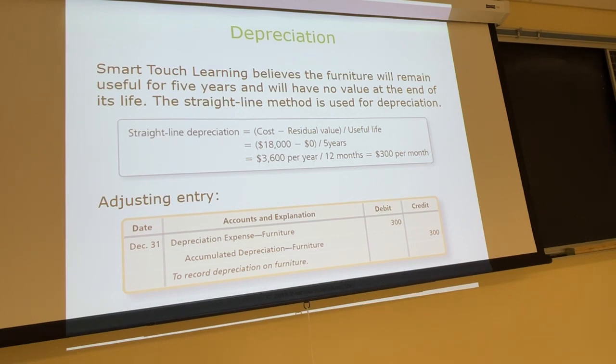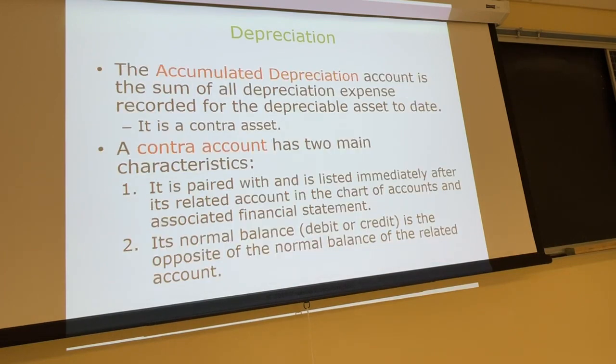So then for our journal entry, we're going to debit depreciation expense dash furniture, $300. And the other side of this journal entry is always going to say accumulated depreciation furniture. That's a credit for $300. Now, that account called accumulated depreciation is also going to be a balance sheet account, unlike depreciation expense, which is an income statement account. And accumulated depreciation is what we call a contra asset account.